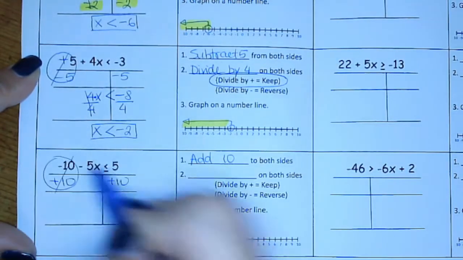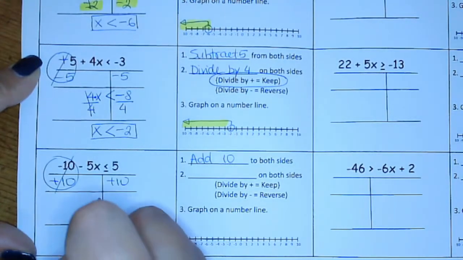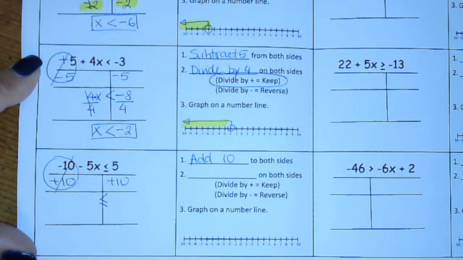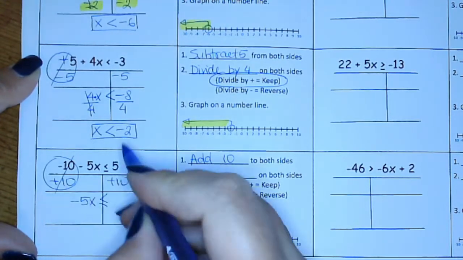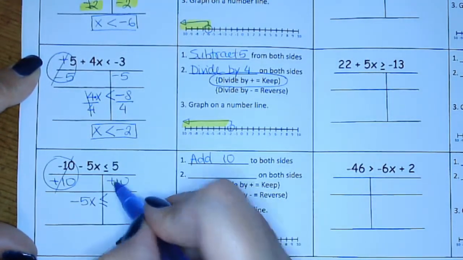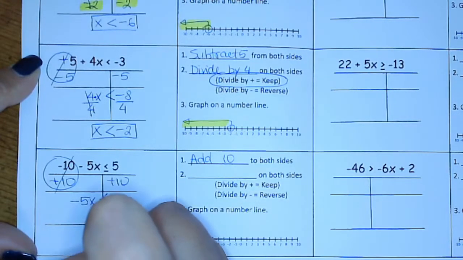Adding does not change the symbol. Keep the same symbol. Bring down left side, which is negative 5x. Bring down right side, 5 plus 10, 15.